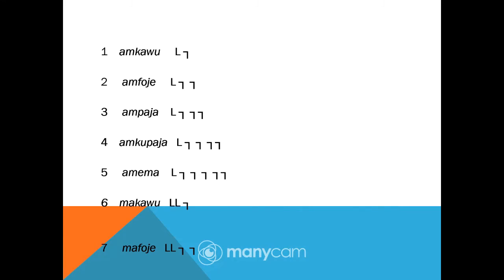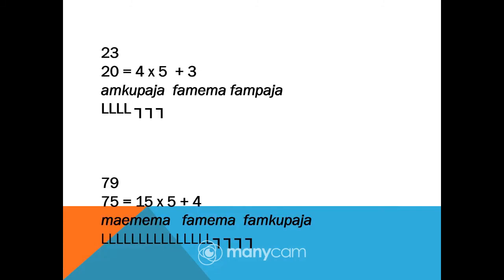Once you get to 6, you're into the next cycle of the base 5, so you have 2 of the upright L's. And then again, you just repeat the cycle. So 6, 1 inverted L, 7, 2 inverted L's, and so on and so forth.